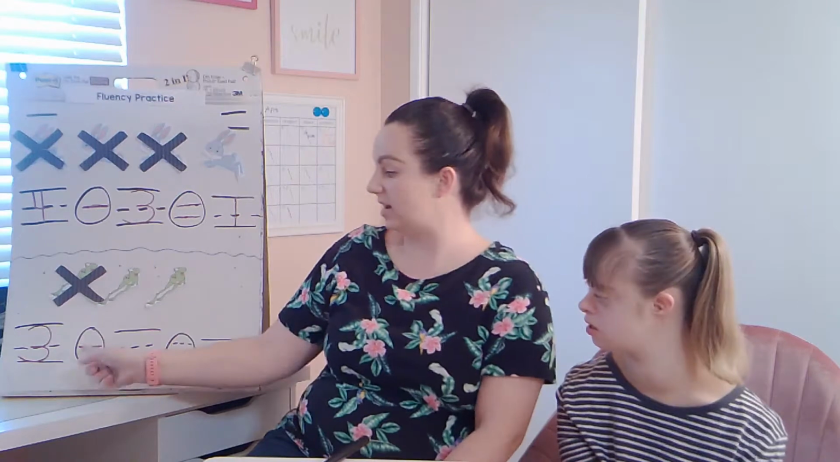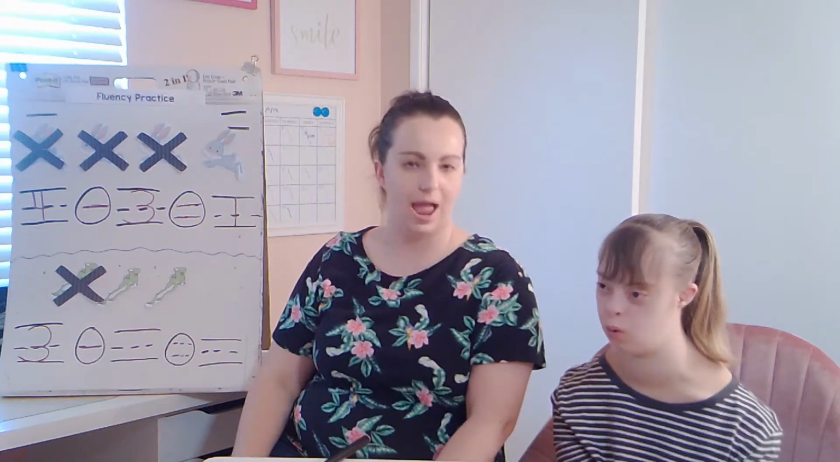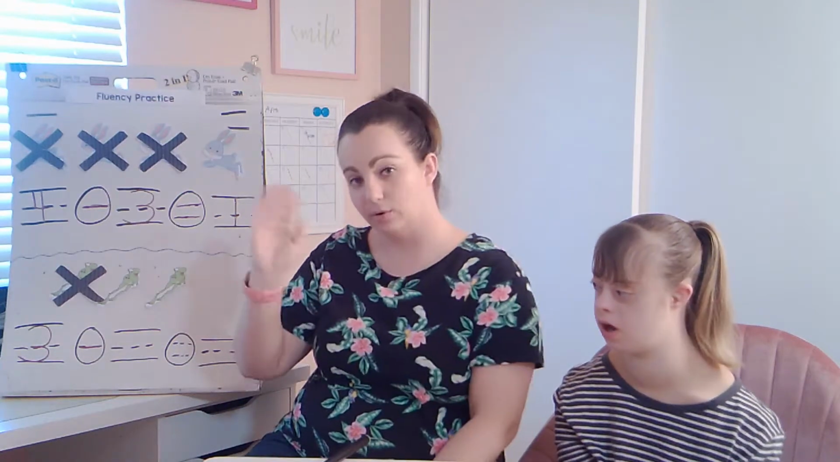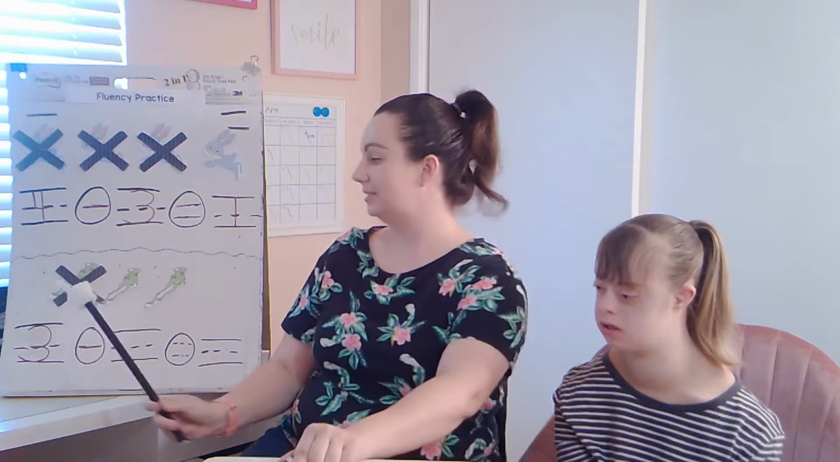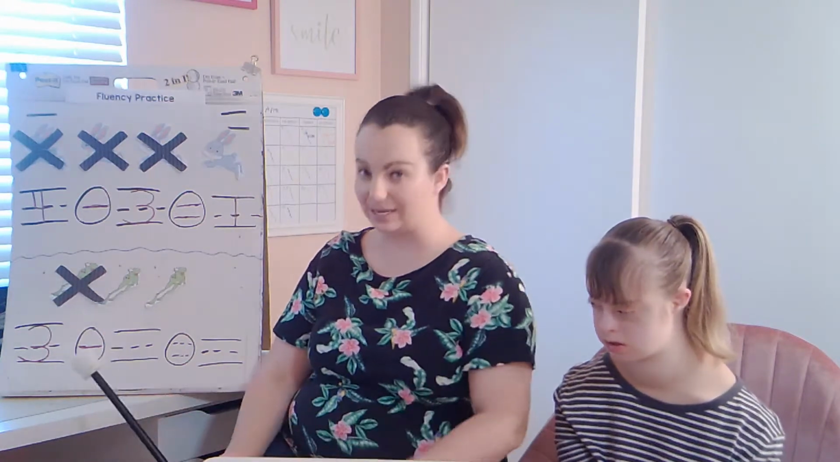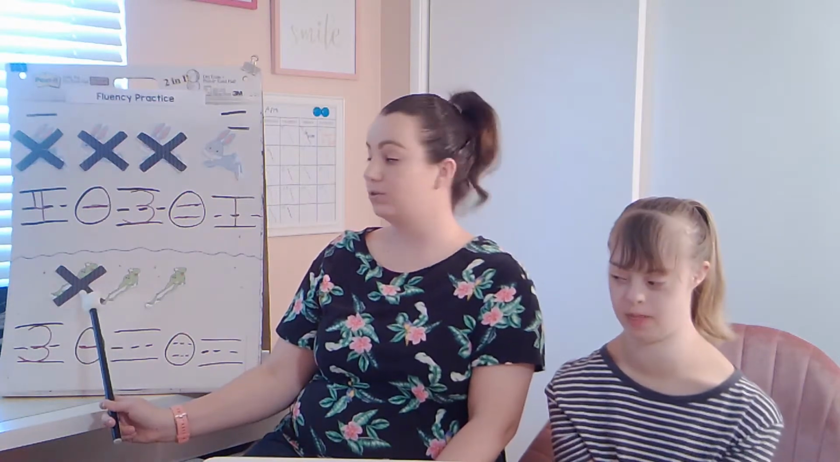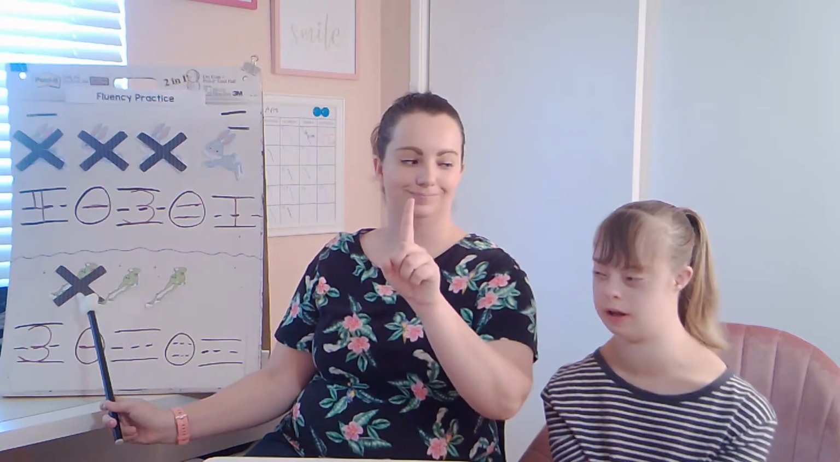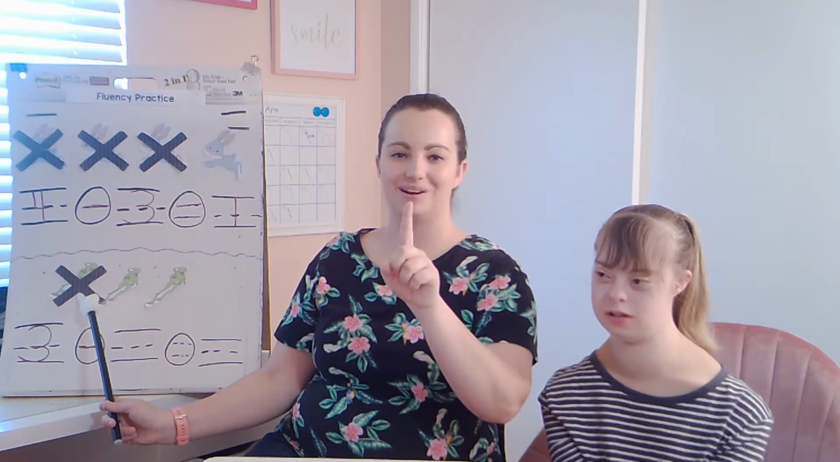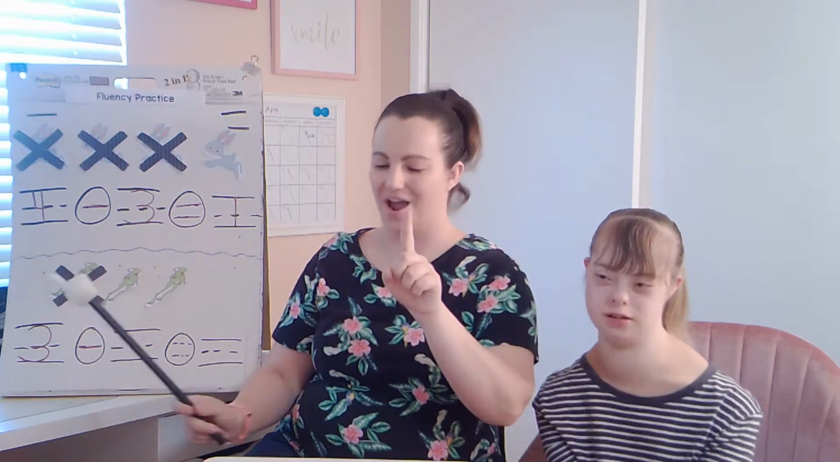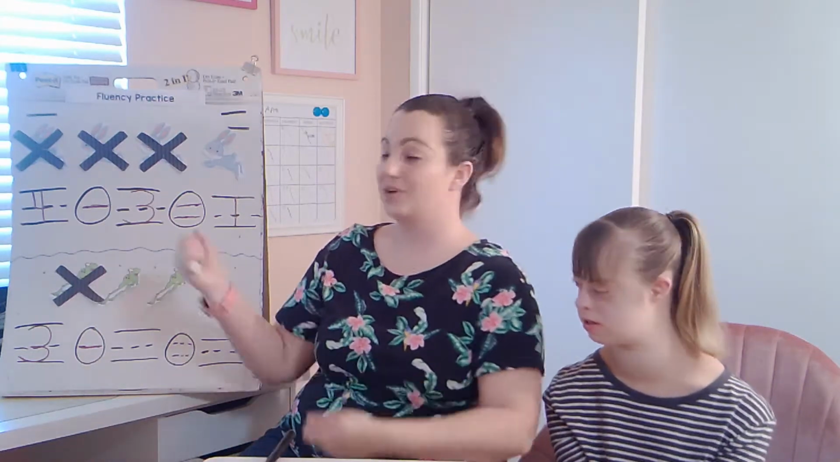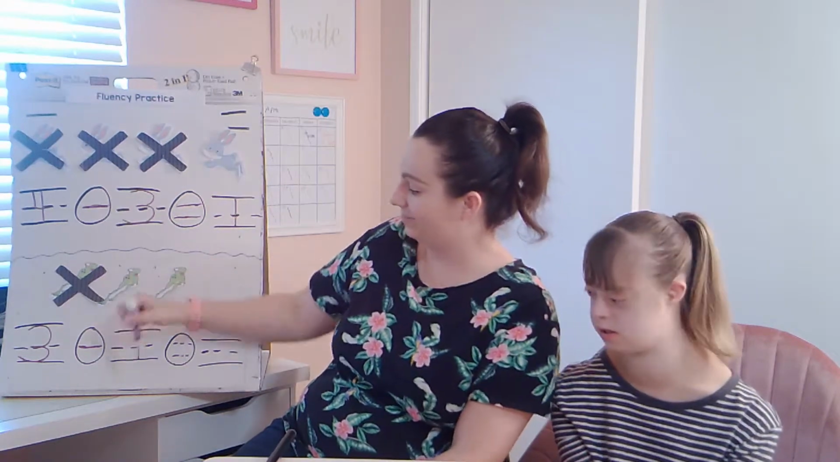Now we have to write how many we are taking away. How many have an X on them that we're saying bye to? So let's count how many have an X on them. You ready? Set, count with me. 1. I say what? How many are we taking away? 1. Nice job. So we write 1 right here.